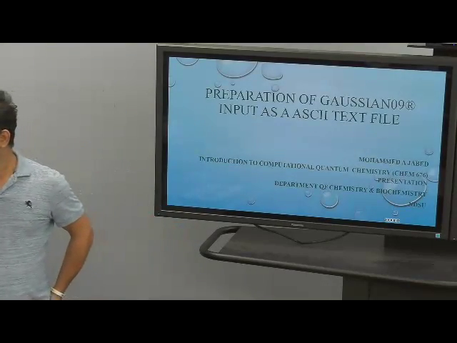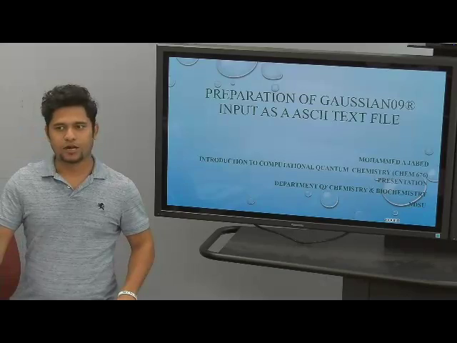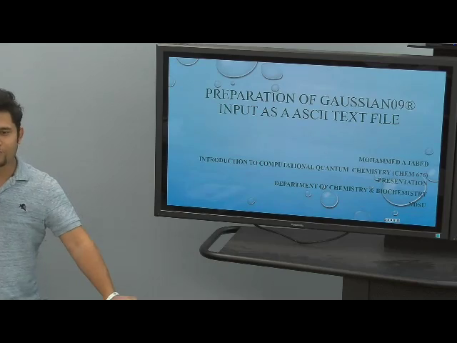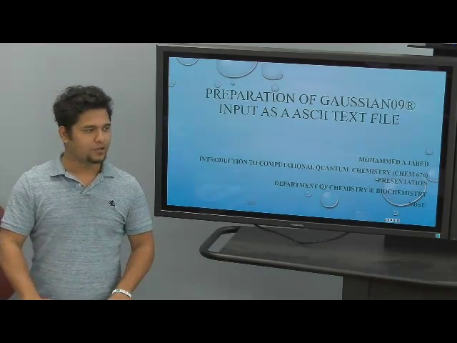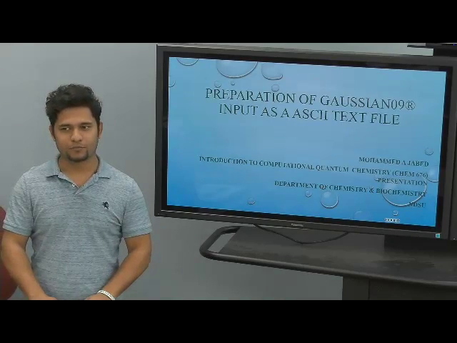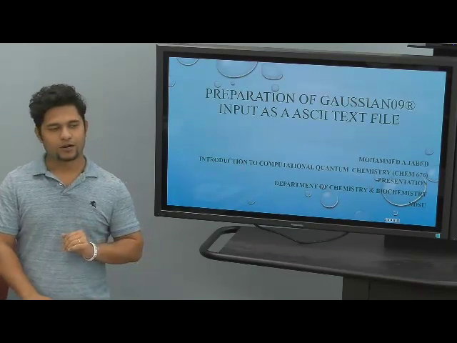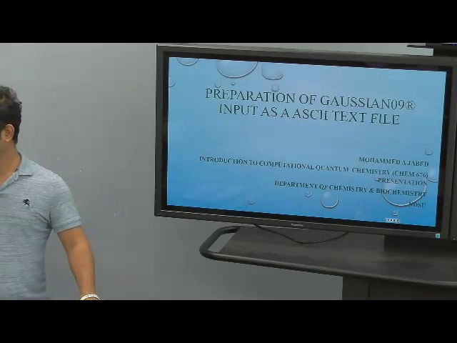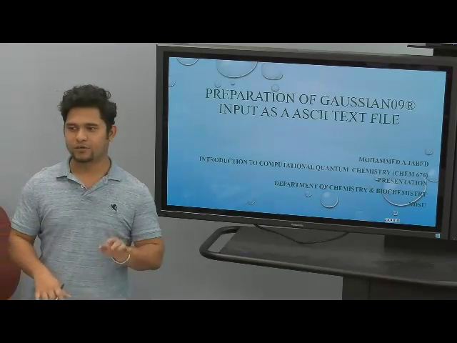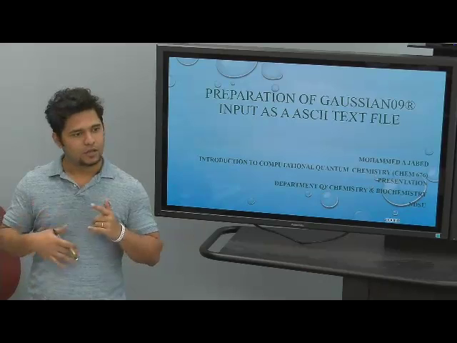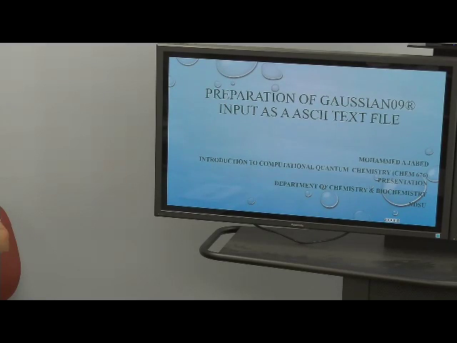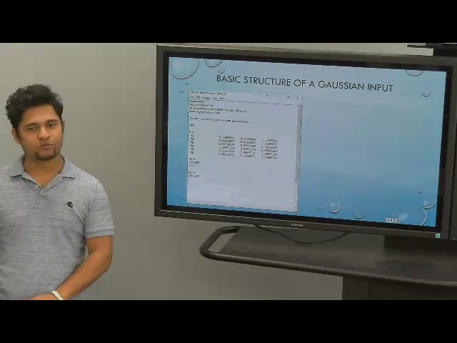I'm Mohammed. In the last couple of presentations, we learned how to do some quantum chemical calculations using the Gaussian software, but we have to give some instructions to it. For that purpose, we need to make an input file, and we use a graphical software, the GaussView software, to make that input file. In the last presentation you also saw that by using some graphical commands, it creates a file. That's actually nothing else, just an ASCII text file.